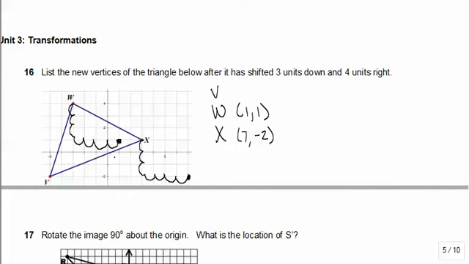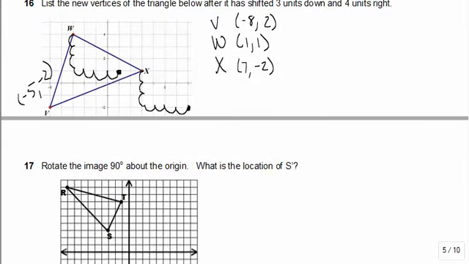And since I can't see V, I'm going to do it the algebraic way. V is at negative 5, negative 2. So if it moves down 3, negative 5 minus 3 is negative 8. And right 4, negative 2 plus 4 would be 2. Yours on your paper, you should actually see it, so you should be able to move it.